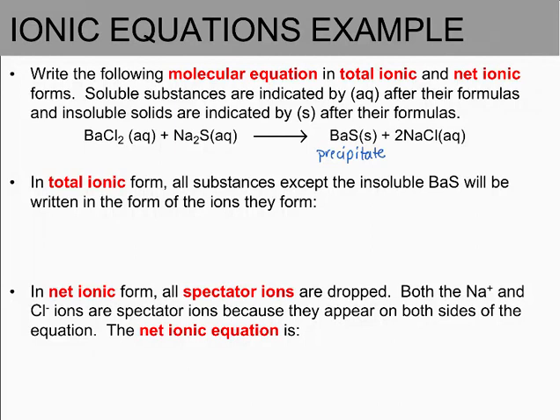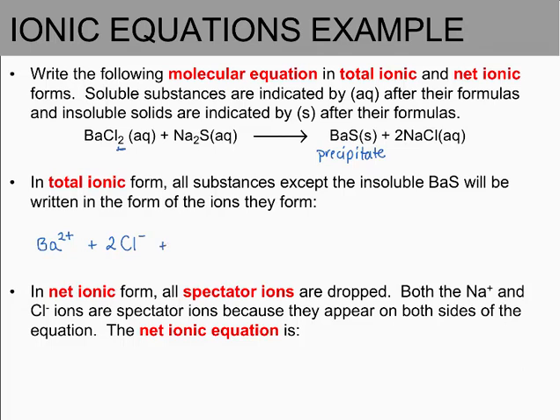Now, you'll also notice that there's a 2 in front of sodium chloride. That's to balance out the number of atoms. All right, so in total ionic form, all substances except the insoluble barium sulfide will be written in the form of the ions they form. So let's write this out. So in our reactants, we have barium and chloride. Remember, barium is a group 2 metal, so it will have a 2+ charge. And then there are actually 2 chlorides there, so we're just going to write 2Cl-.